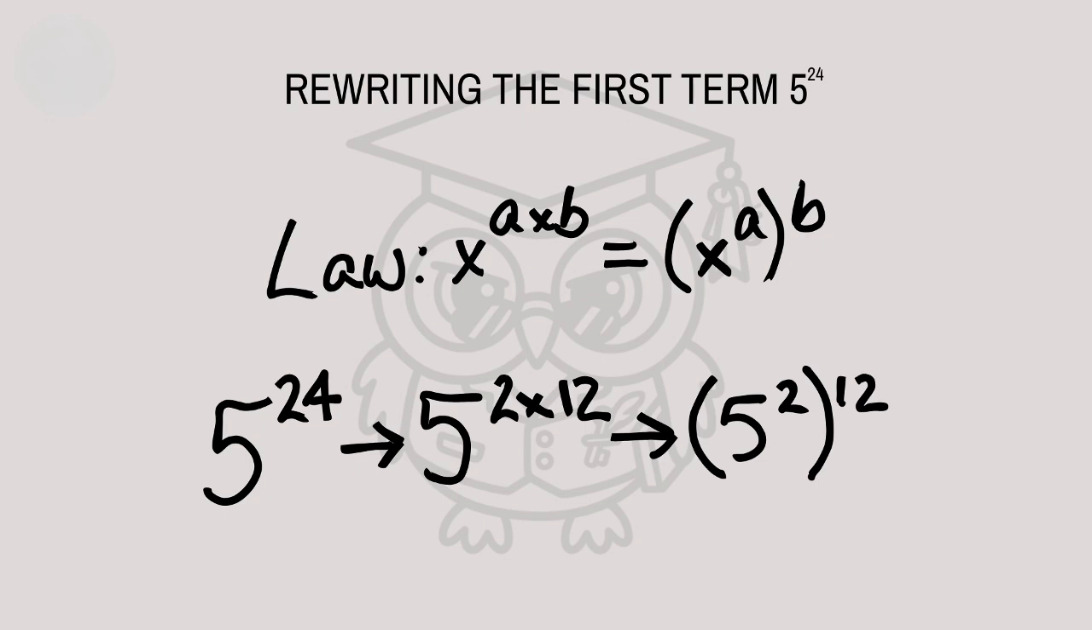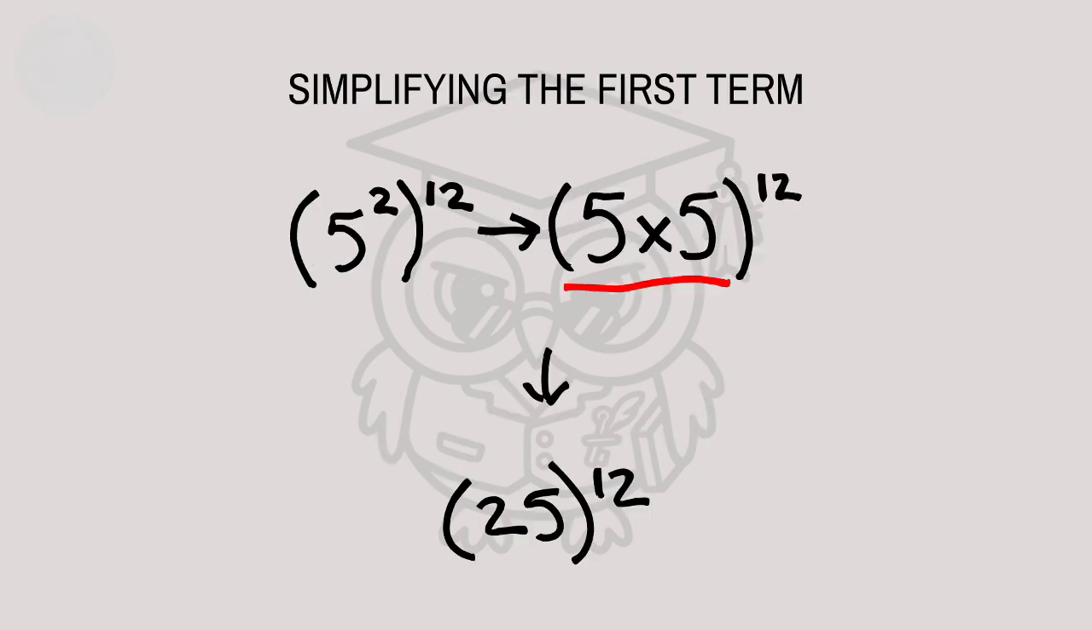This is rewritten structurally as the quantity 5 squared, raised to the outer power of 12. Simplify the interior of the grouping. 5 squared equals 25. This reduces the first value to 25 to the 12th power.